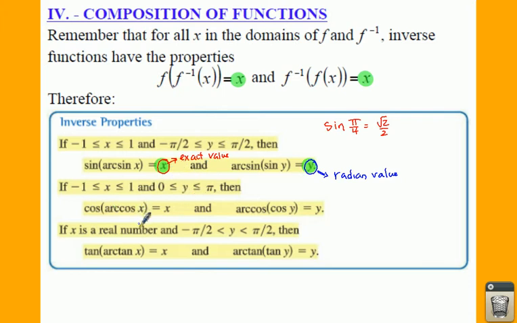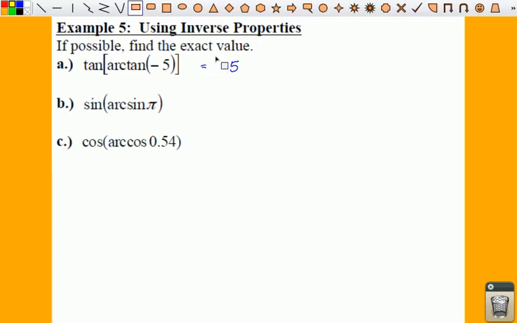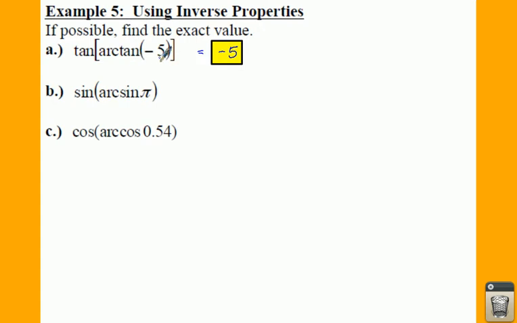Same thing goes for cosines and arc cosines, tangents and arc tangents. So if we look at example 5 here, if you had to find the tangent of the arc tangent of -5, then you end up getting just the answer of -5. What you're doing is taking the inverse function of -5, and then finding the function of that, which gives -5. It's not too tough.